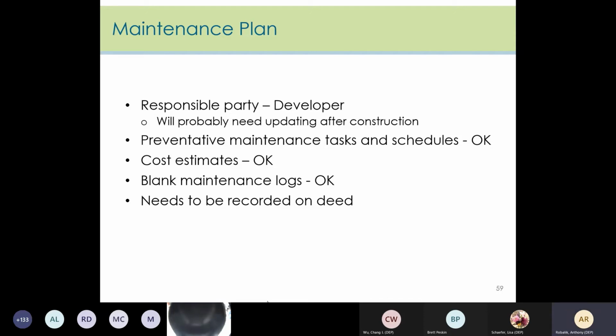They have preventative maintenance tasks and schedules. That's good. They have the required cost estimates, blank maintenance logs, and keep in mind that it needs to be recorded on a deed where the maintenance needs to occur. So as long as they did all that, everything is good with the maintenance plan.